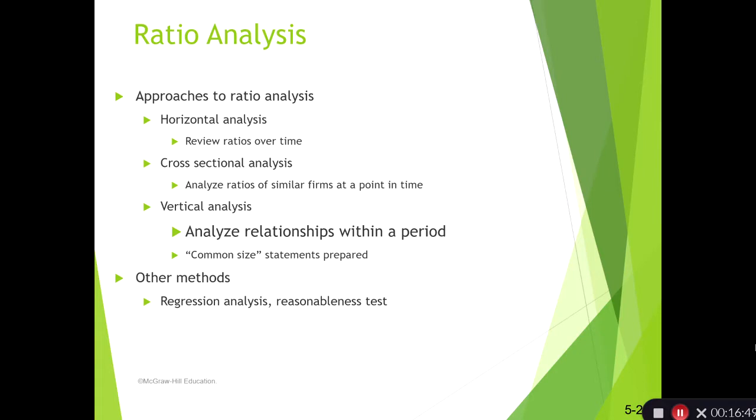Okay, there are other ways to do analytical procedures. You could do regression, where you use a time series of a firm's financial statement amounts. You could try to predict the current period's financial statement amount using regression analysis, and then evaluate how good that prediction is. How different is it from what has been going on in the past? So it's just different ways to use high-level financial statement account balance information to identify risks.